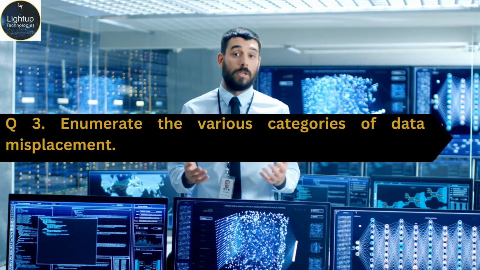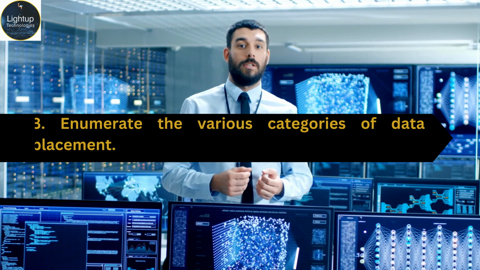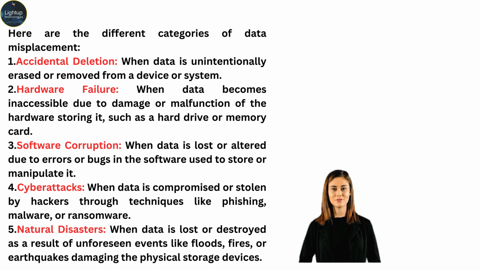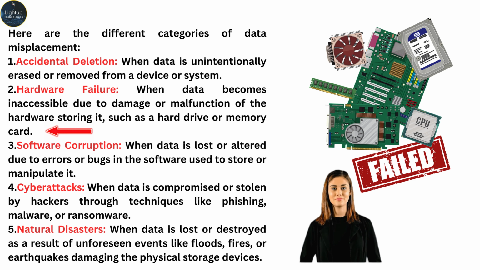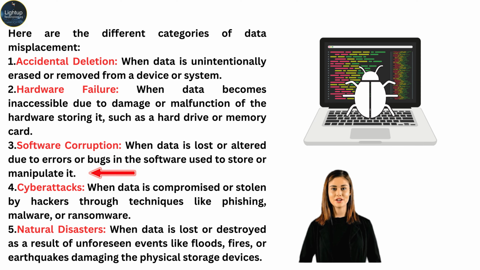Enumerate the various categories of data misplacement. Categories of data misplacement include: first, accidental deletion, unintentional removal of data from a device or system. Second, hardware failure, inaccessibility of data due to hardware damage or malfunction. Third, software corruption, loss or alteration of data from software errors or bugs.